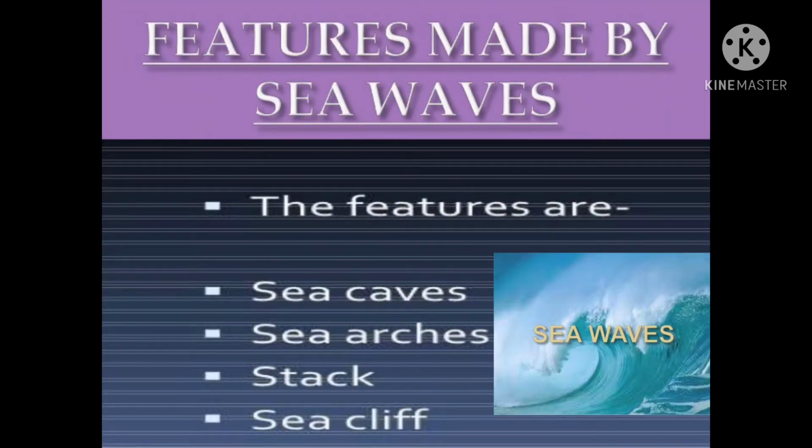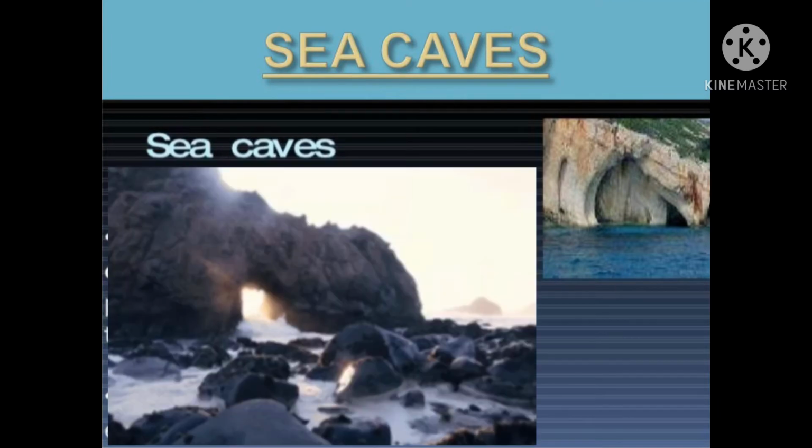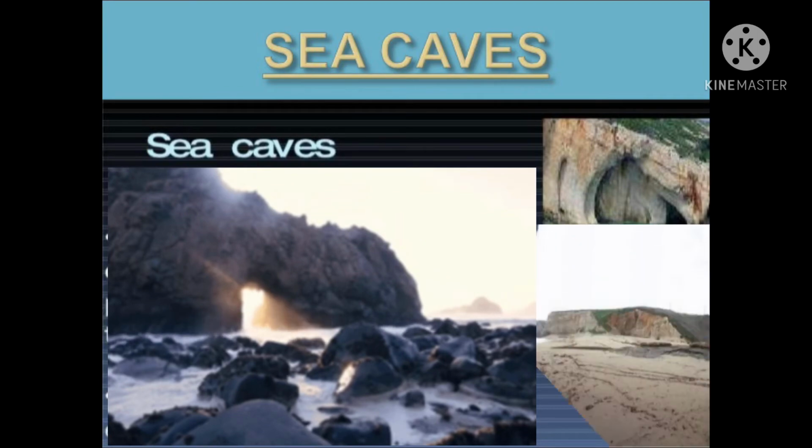The erosion and deposition of the sea waves gives rise to coastal landforms such as sea caves, sea arches, stack, and sea cliff. Let's discuss sea caves. A sea cave, also known as littoral cave, is a type of cave formed by the wave action of the sea. Dear students, sea waves continuously strike at the rocks. Due to it, cracks develop. Over time, they become larger and wider. Thus, hollow-like caves are formed on the rocks. They are called sea caves.